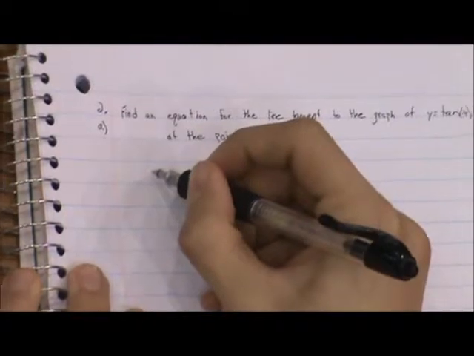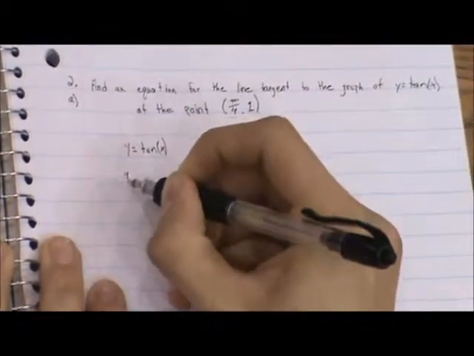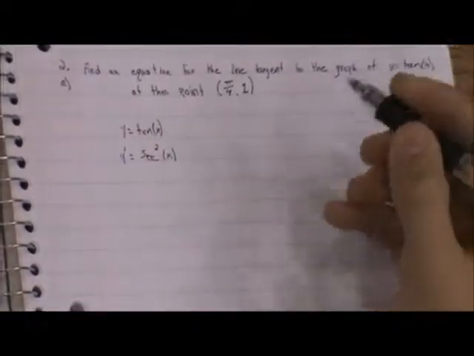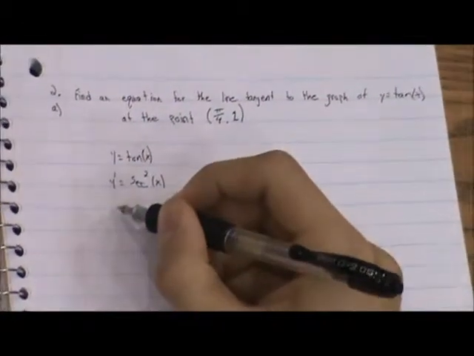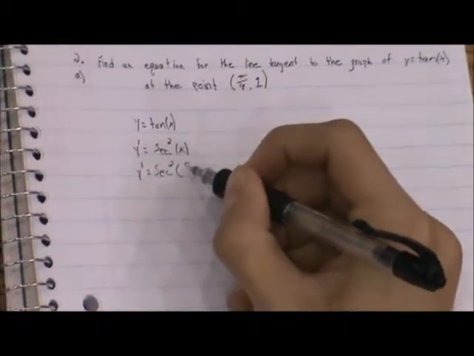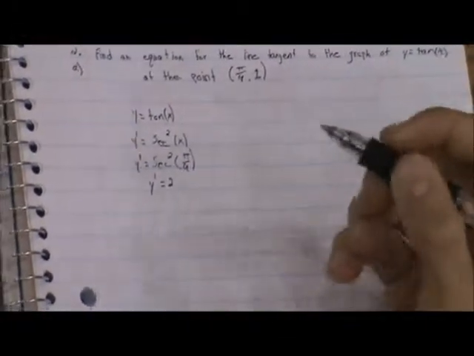Okay, for this example, we need to find an equation for the line tangent to the graph of y equals the tangent of x at the point pi over 4 and 1. First, we should take the derivative of tangent of x, which will give us secant squared of x. Now we want to plug in our x value, which will give us y prime is equal to the secant squared of pi over 4, which simplifies down to 2. This is now our slope.